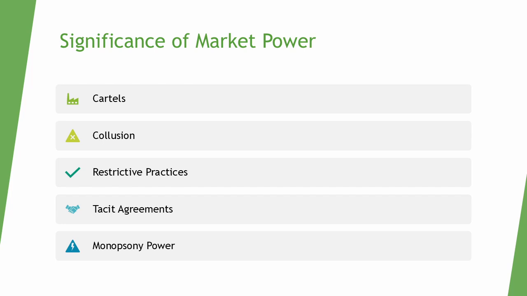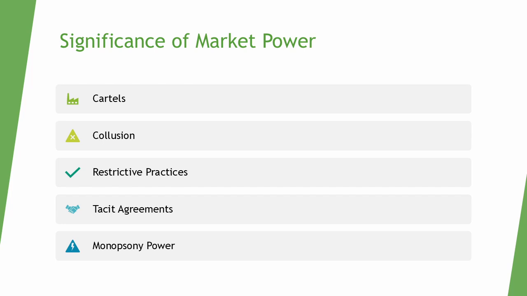Tacit agreements are unwritten and unspoken understandings between firms to avoid competition without explicit communication. Tacit agreements have some significance over market power as they allow firms to maintain high prices without forming illegal contracts. However, tacit agreements may have little significance over market power as changing market conditions can break coordinated behavior. This may have an impact on market failure as sustained high prices can reduce consumer surplus and efficiency.